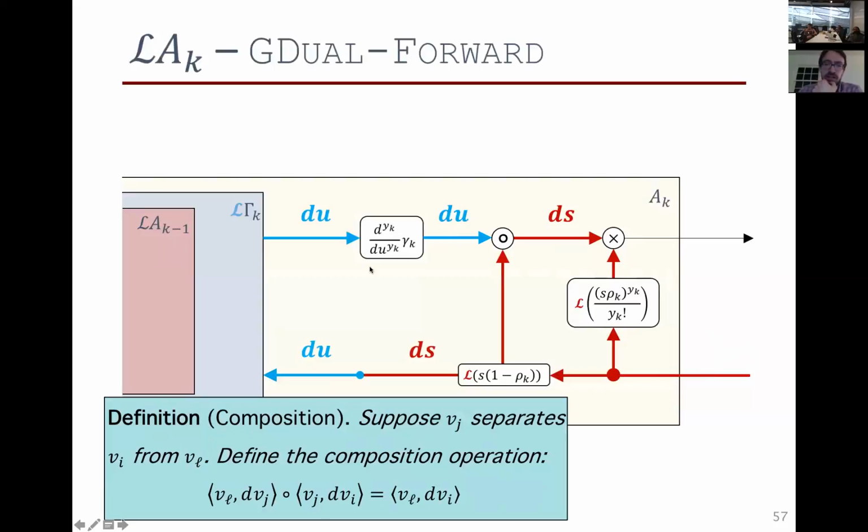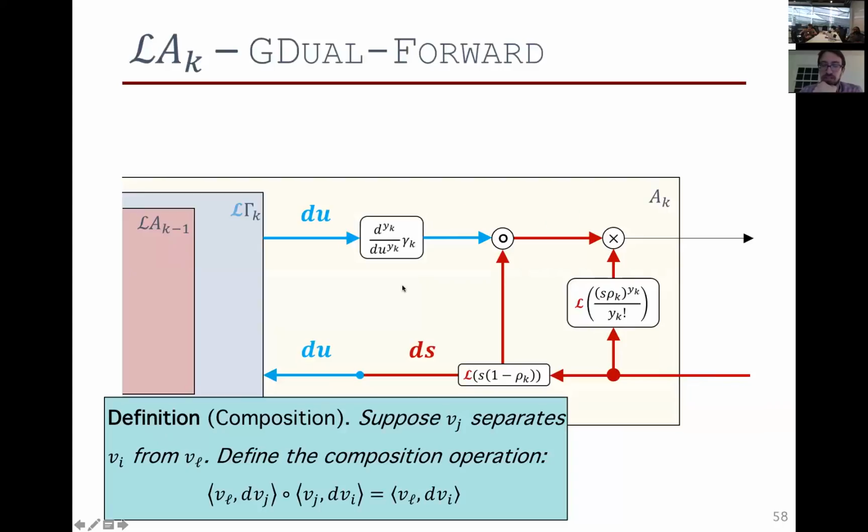So this operation allows you to take 2 dual numbers that are defined. So you have some variable VL and derivatives with respect to VJ, and another dual number VJ and the derivatives with respect to VI. And you can compose these into a dual number for the original variable VL and its derivatives with respect to VI.